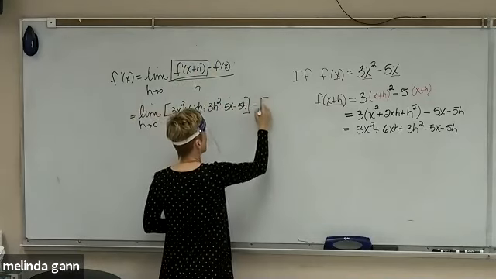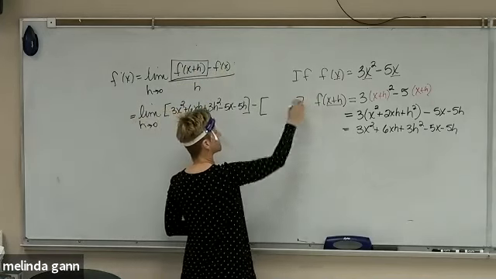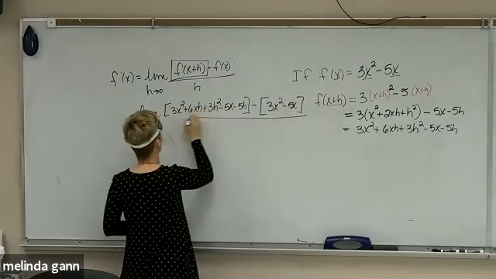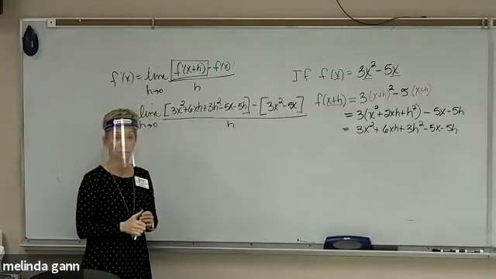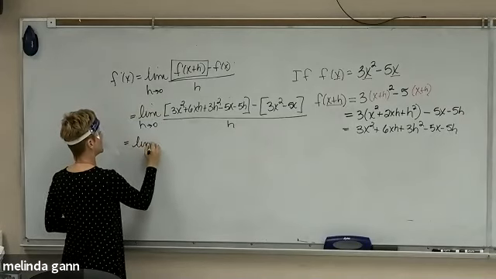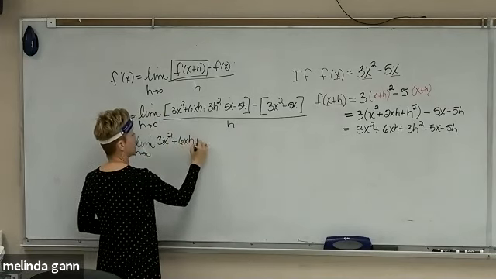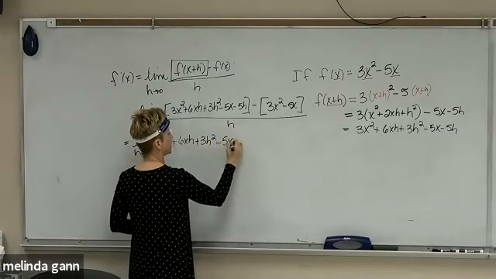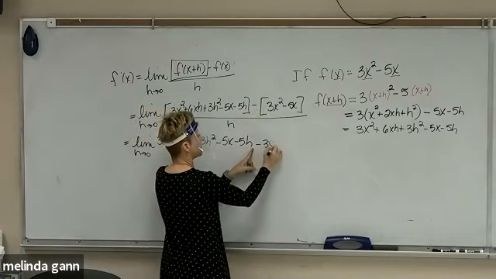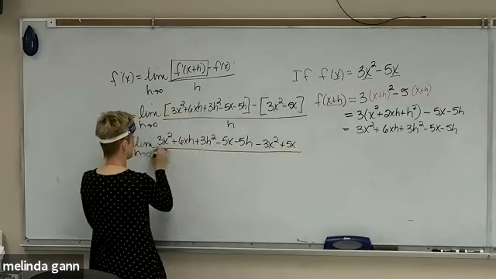And then it says minus, what's supposed to go in the next bracket? F of x. Okay, what's f of x? 3x squared minus 5x. And all that's over h. That first bracket's not really doing me any good, so I can drop it off. 3x squared plus 6xh plus 3h squared minus 5x minus 5h. But I've got to make sure I distribute that minus, so it's going to be minus 3x squared and then plus or minus? Plus my 5x.